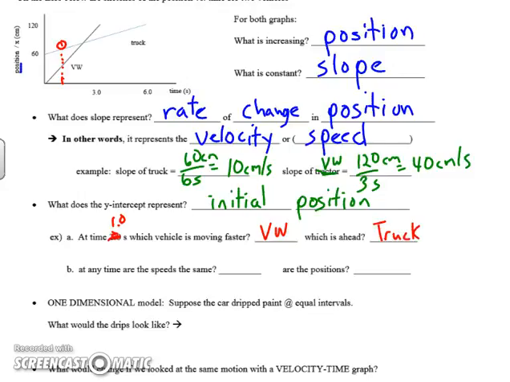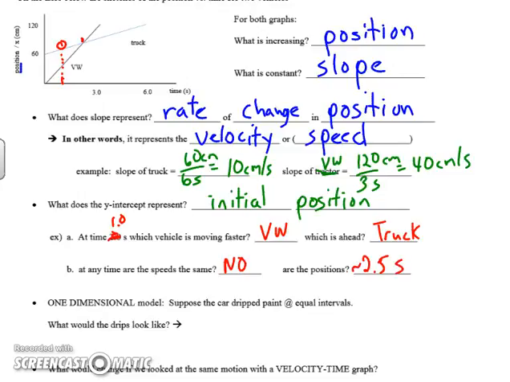Okay, at any time are the speeds the same? You might be tempted to look at where they intersect right there. Okay, so are the speeds the same? No. We already know that the speeds are different because the slopes are always different. Are the positions ever the same? Yes, right around 2.5 seconds, approximately.